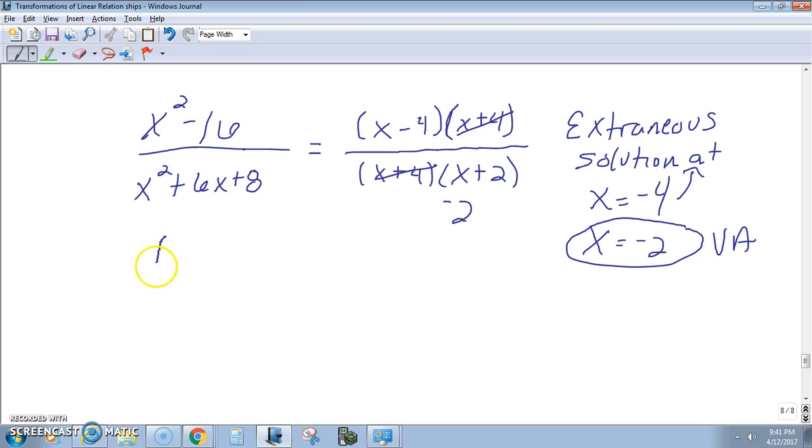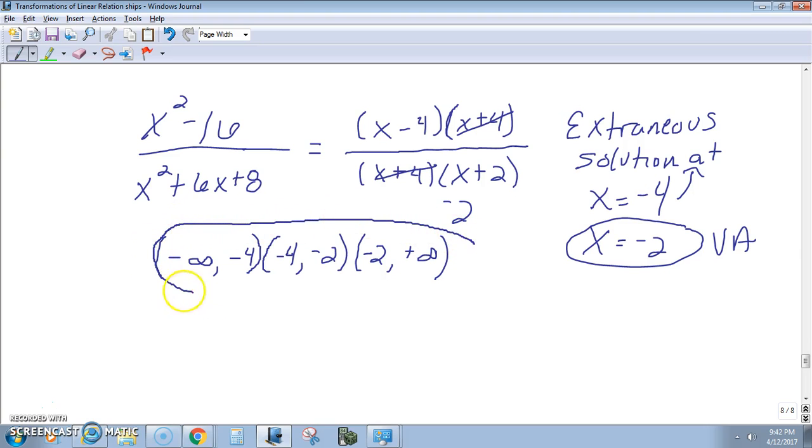So it exists from negative infinity all the way to our smallest number, -4, but not including -4, because that's where it doesn't exist. Then from -4 up to -2. It doesn't exist at -2, so then we go from -2 to positive infinity, okay? And that's how we write the domain of that function in interval notation. We're writing where it does exist.